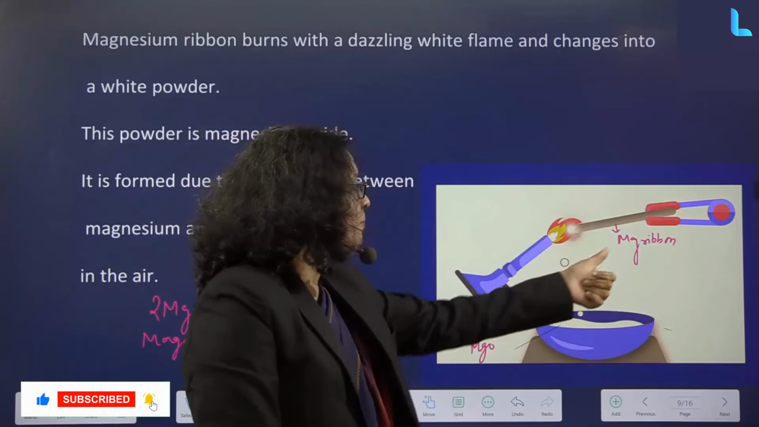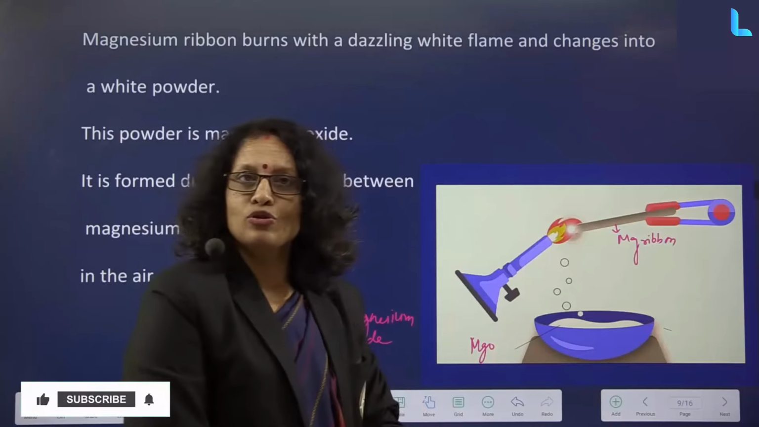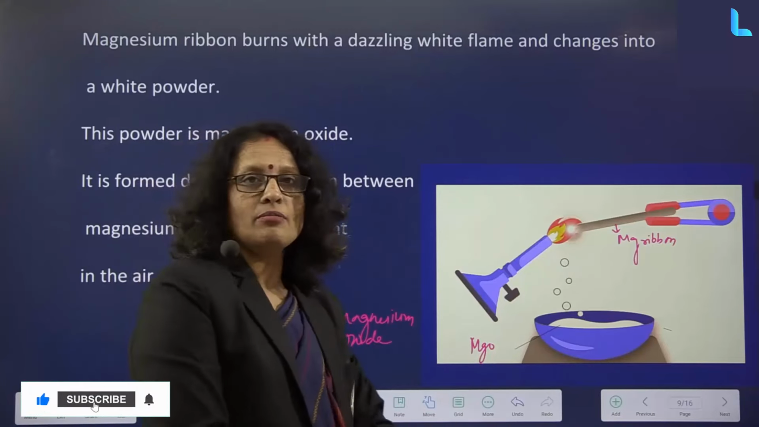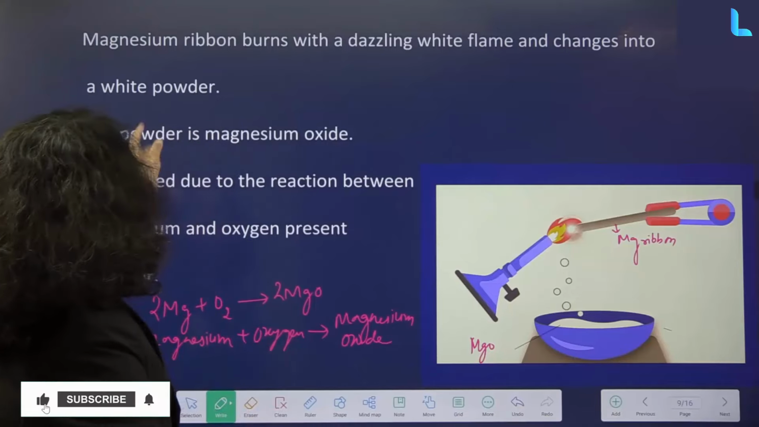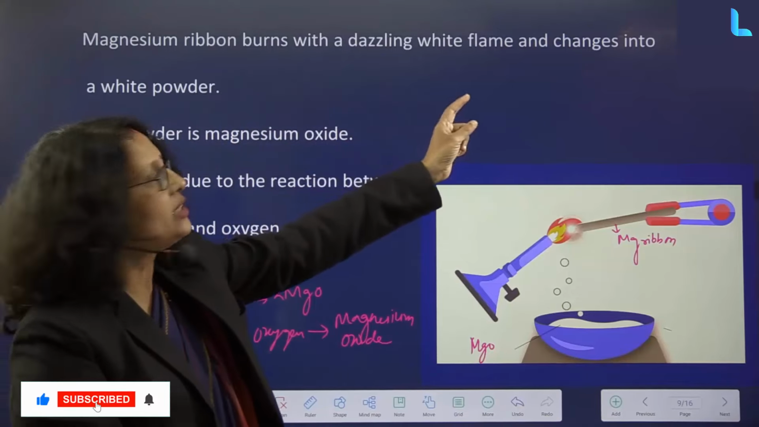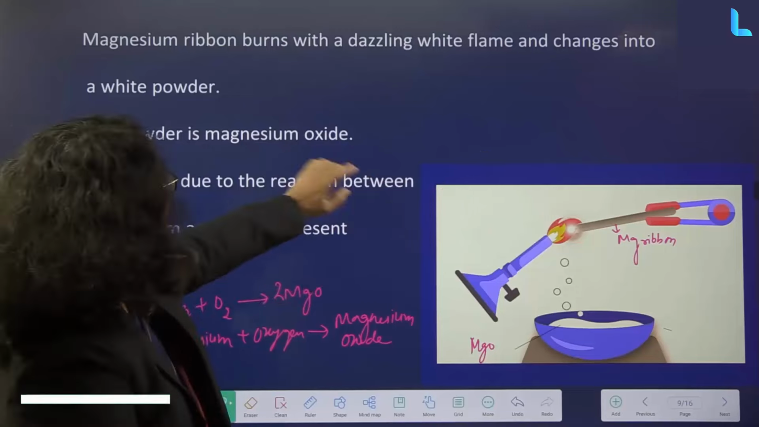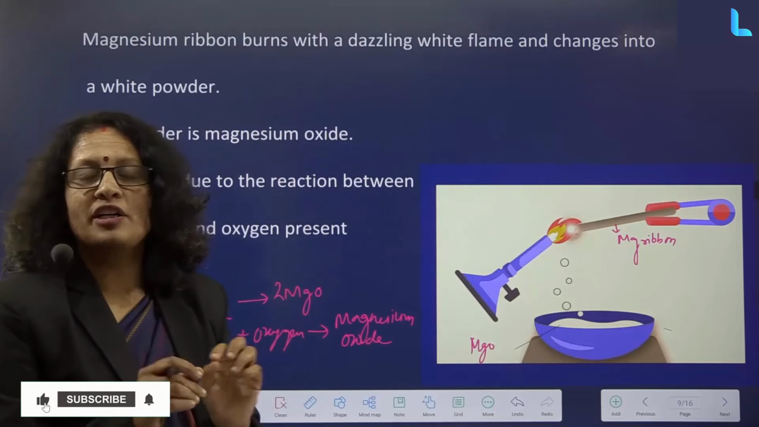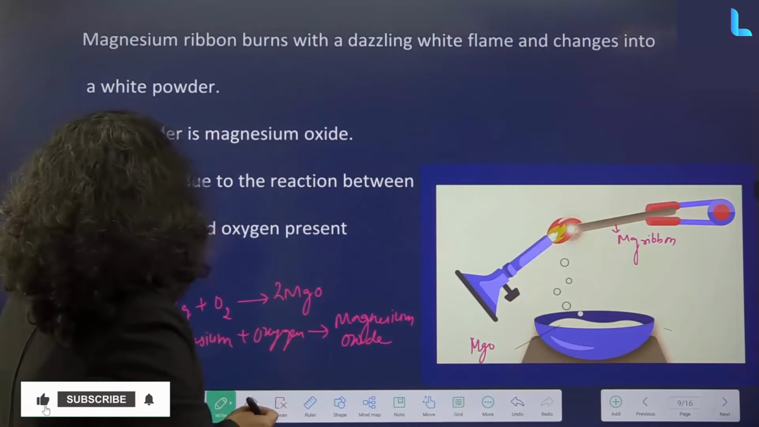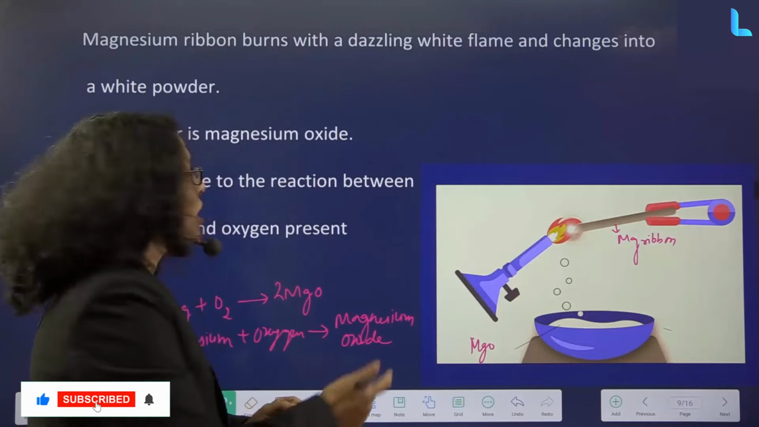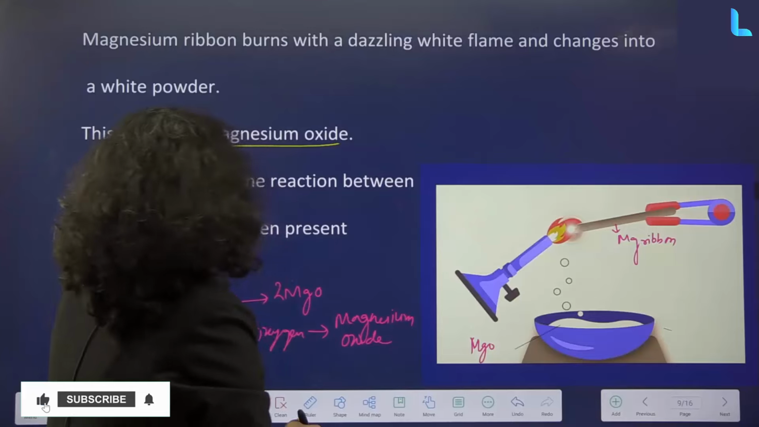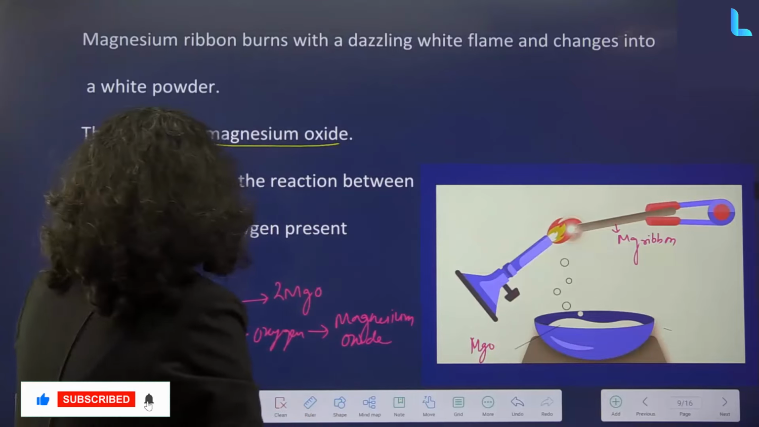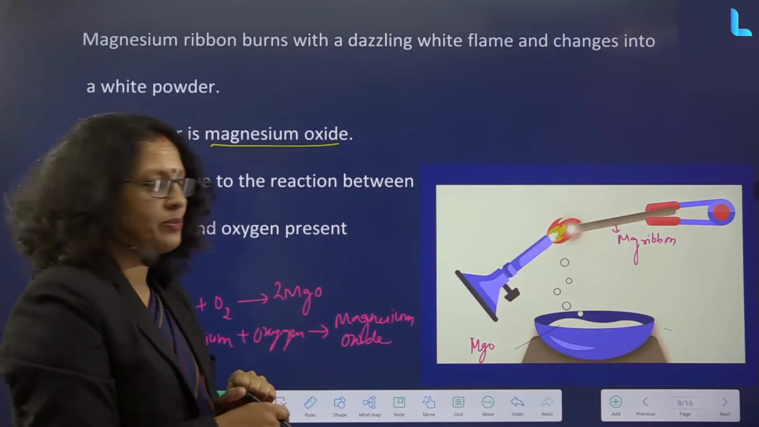What does it indicate? Mg burns in the presence of oxygen, so you are getting MgO, magnesium oxide. How can we see this here? See, the magnesium ribbon burns with a dazzling white flame and changes into a white color powder. Then this powder is magnesium oxide. This white color powder is magnesium oxide. It is formed due to the reaction between magnesium and the oxygen present.